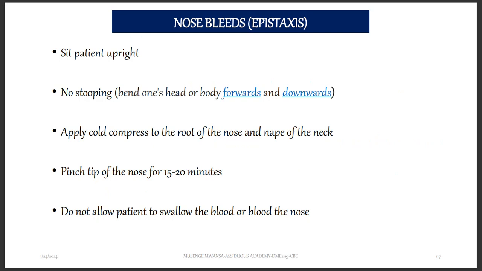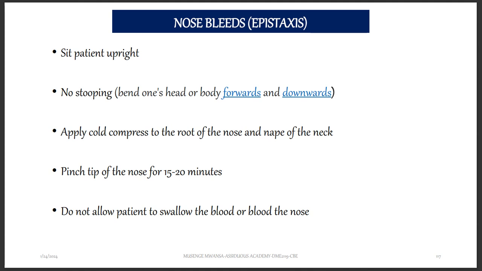So there are also some nosebleeds that can be seen, which is also known as epistaxis. For nosebleeds, you are going to make sure that you sit the patient upright. Okay, no stooping, meaning bending one's head or body forwards and downwards. So the person should not bend forwards and downwards. That is no stooping. And then apply a cold compress to the root of the nose and nape of the neck.